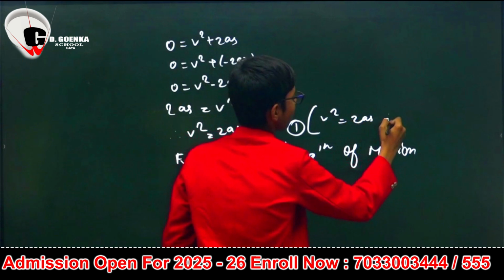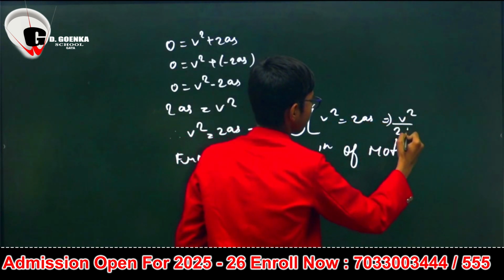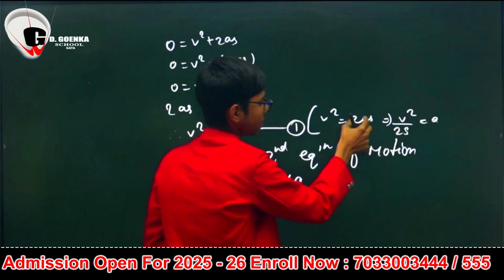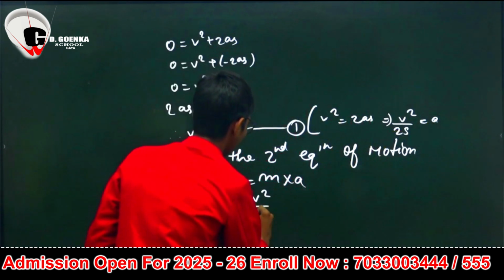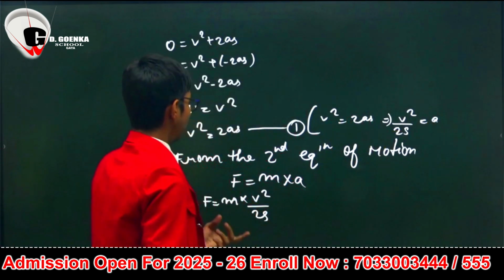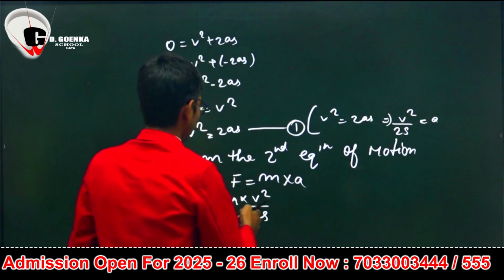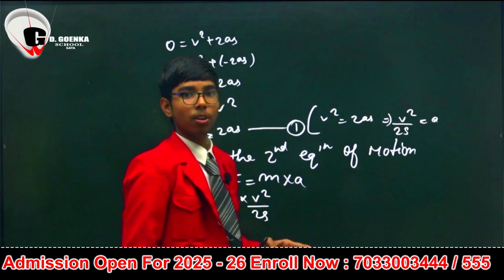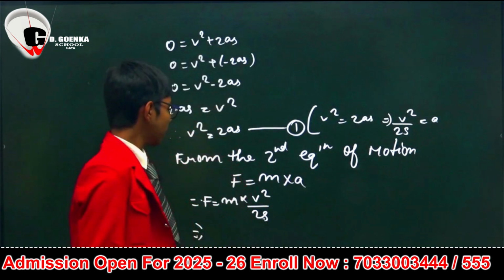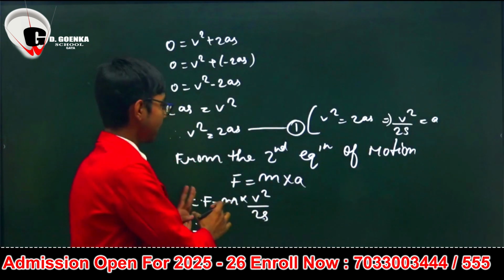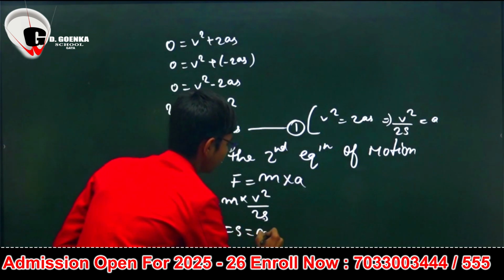So the value of A will be from here, V square by 2s is equal to A, because it is in multiplication, so it will come in division. So it will be 2s. And we know that, now let's move ahead of this. We know that Fs is equal to kinetic energy, is equal to work done. So now it is in division, so we will take it over here. So it will be 2Fs is equal to mv square.